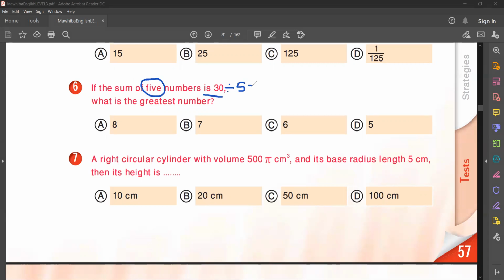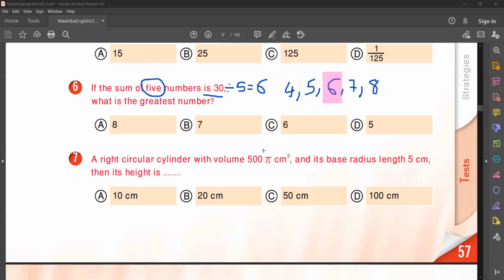Then you get the middle one. Because 30 divided by 5, it is 6. So this 6 is the middle one. He said 5 numbers. So the middle one is 6, and then 7, also here 8. Also before it 5 and 4. Look here, the middle one is what? The middle one, it is 6.